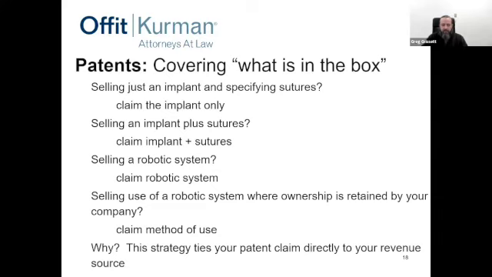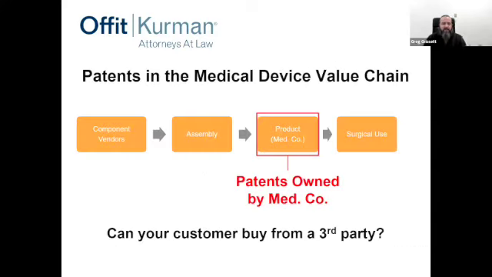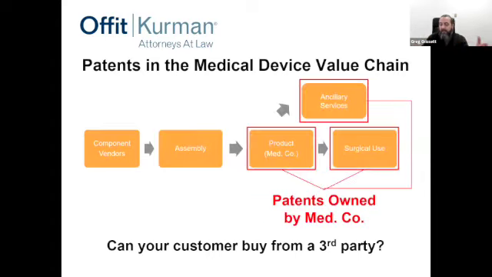Okay, we're going to talk a little bit about the value chain, and this is just a basic one. We have components, you have assembly, you've got a product, and it goes into a surgical use. At a minimum, for the Medco is getting a patent to the product, as indicated in the red box. This is sort of the bare minimum that you would need to do, I think, understanding that you want to patent what's in the box.